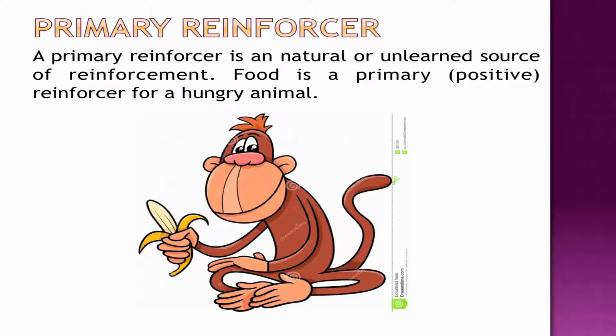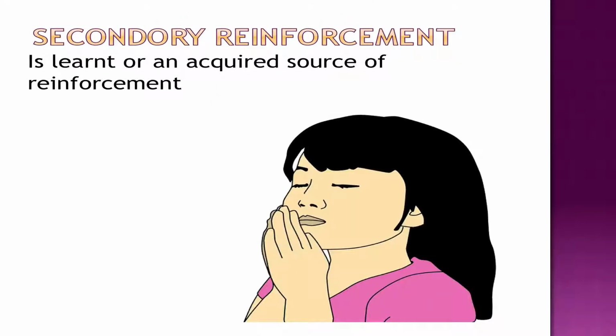A primary reinforcer is a natural or unlearned source of reinforcement. Food is a primary positive reinforcer for a hungry animal. A secondary reinforcer, on the other hand, is a learnt or acquired source of reinforcement. The rule for learning a secondary reinforcer is that it should be paired with a primary reinforcer. The effect of reinforcement depends on the way it is given.